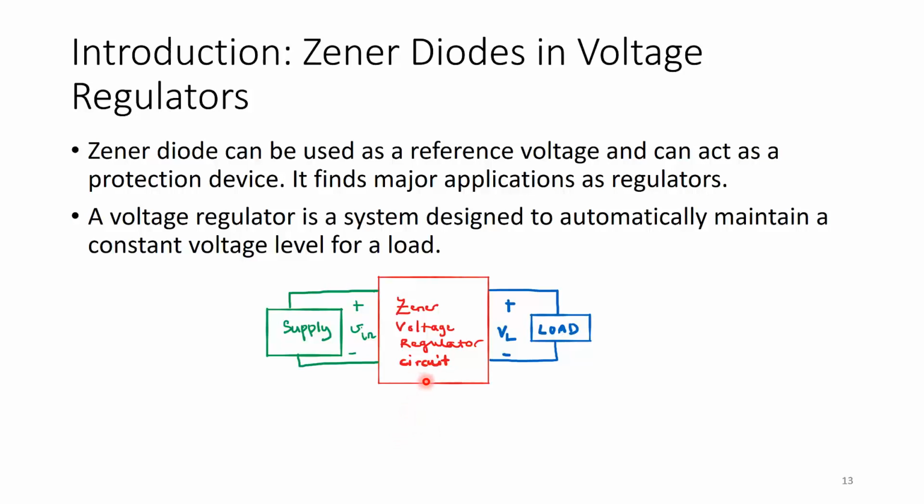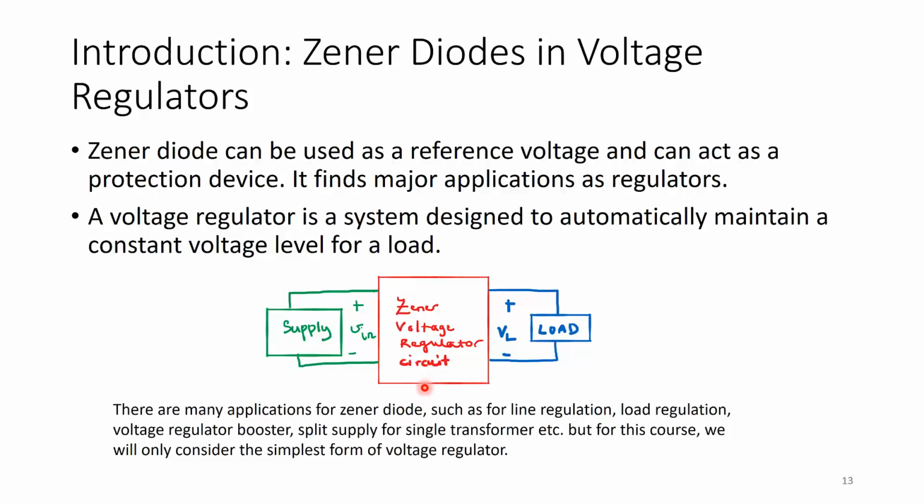because of the action of the Zener voltage regulator circuit. So there are many applications for Zener diodes, but for this syllabus, it's just a simple voltage regulator. The other many applications for Zener diodes are such as line regulation, load regulation, voltage regulator, booster. You can do a split supply for single transformer winding, but for this course, we will only consider the simplest form of a voltage regulator as a basic concept.